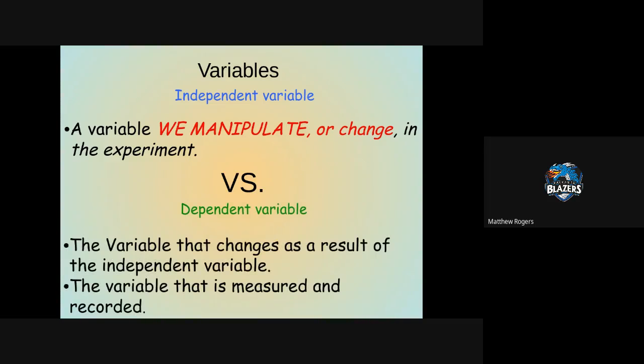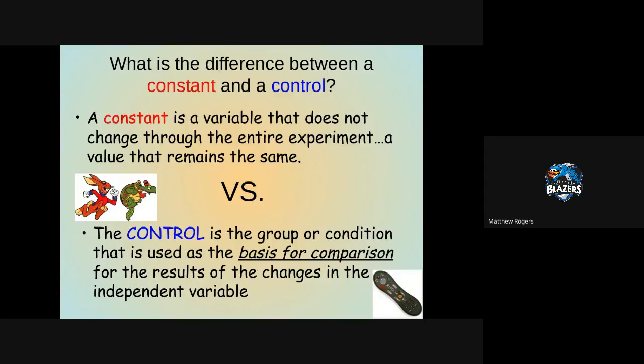So a variable, like I said, is something we manipulate or change in an experiment. The dependent variable is a variable that changes as a result of the independent. It's a variable that is measured and recorded. It's the one that we're really going for. The dependent variable is also super important in graphing, and I'll show you when we get to graphing. The other things that we struggle with in experiments are something called a constant and a control.